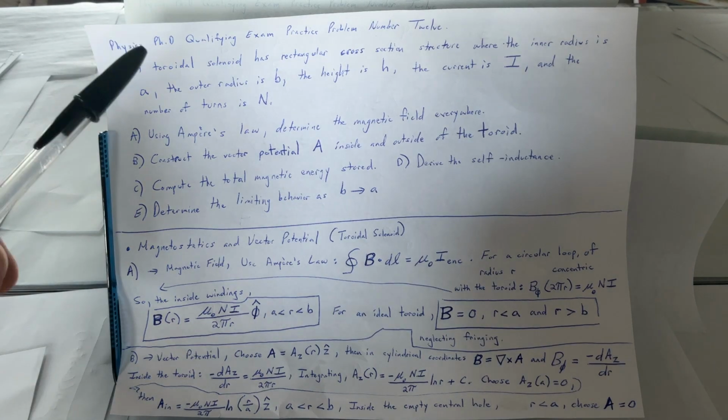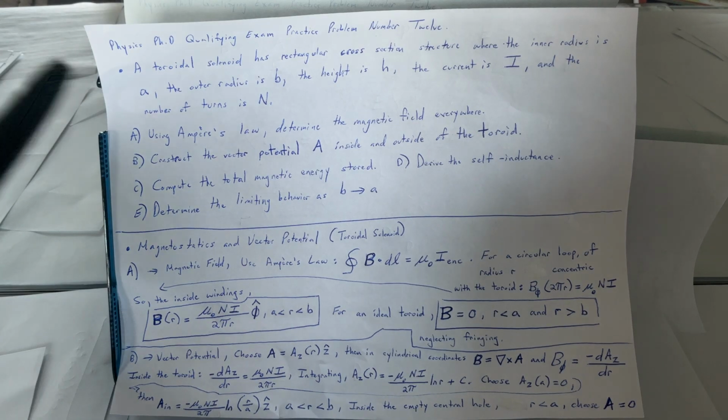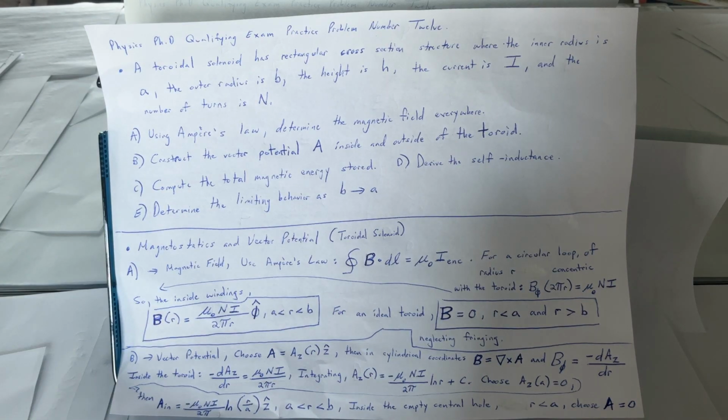Okay, so we have physics Ph.D. qualifying exam, practice problem number 12 in electricity and magnetism. So let's begin. A toroidal solenoid has rectangular cross-section structure where the inner radius is A, the outer radius is B, and the height is H. The current is I, and the number of turns is N.